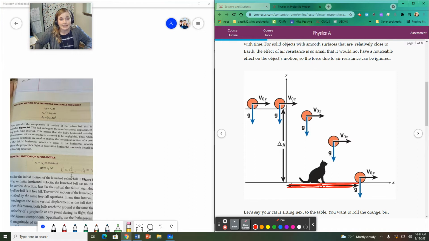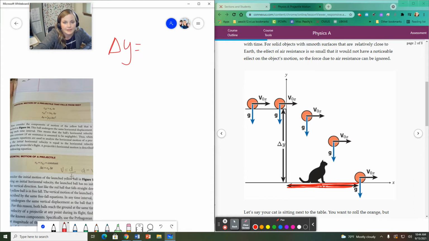The problem also gives us the y direction. It tells us that the table is 1 meter off the ground, so our delta y is 1 meter. Our delta x is an unknown.